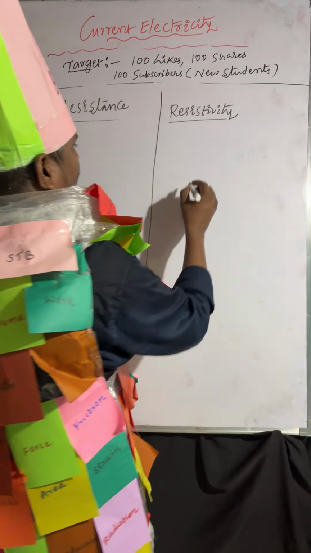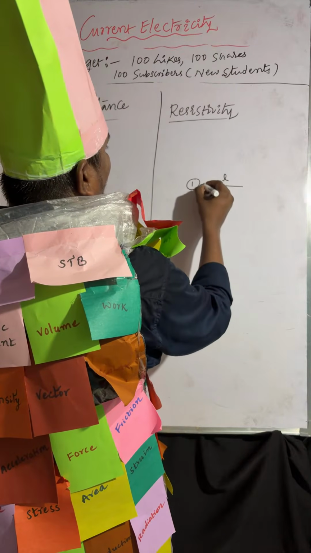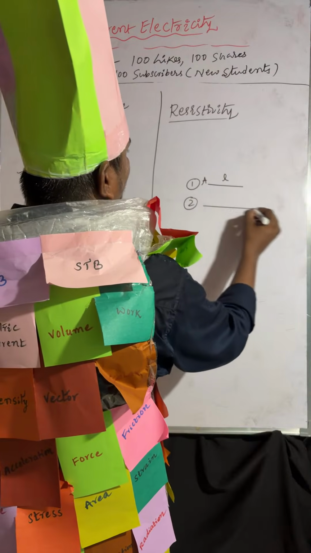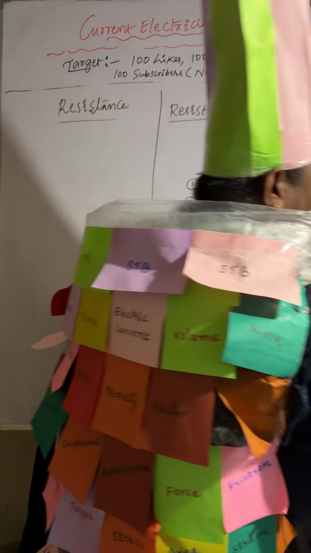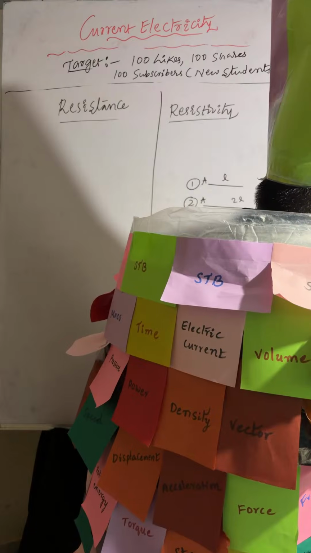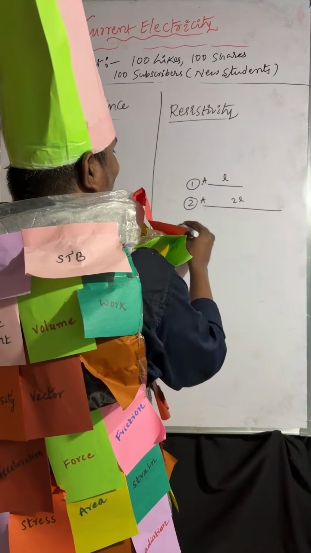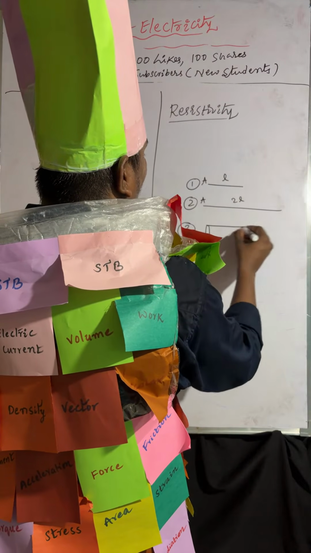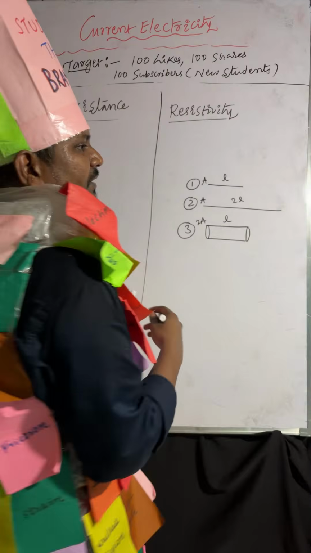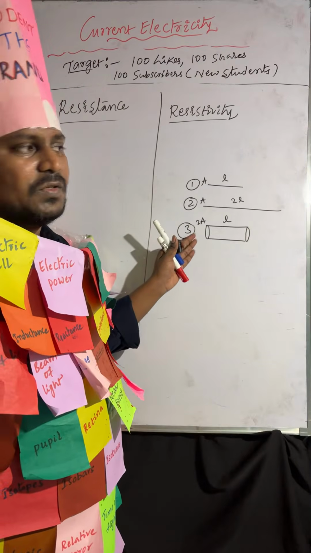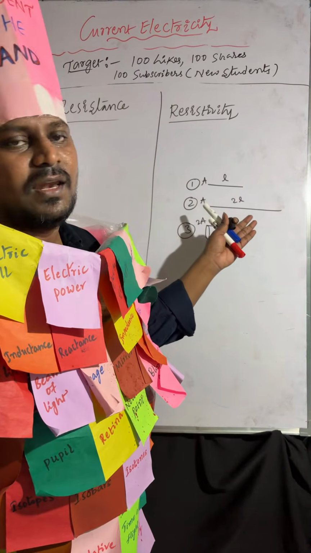Okay. So nichrome wire, first case is length of the conductor is L, area of the cross section A. So next one, twice the length, area of the cross section is A. Coming to third one, length L and area of the cross section 2A. Understood or not? So area of the cross section A, length 2L.